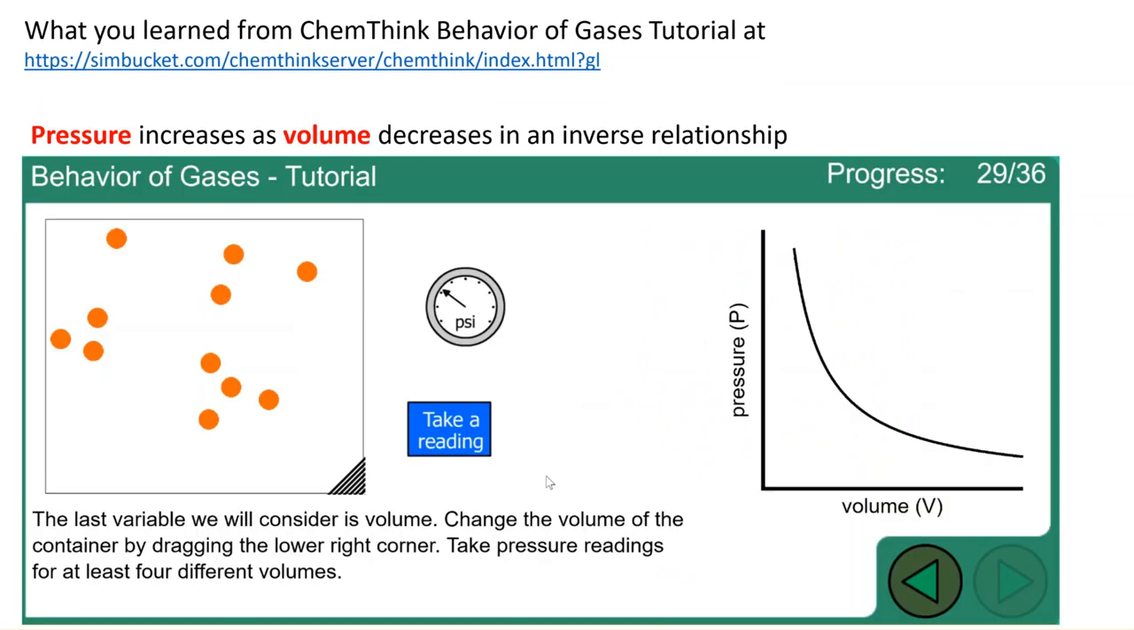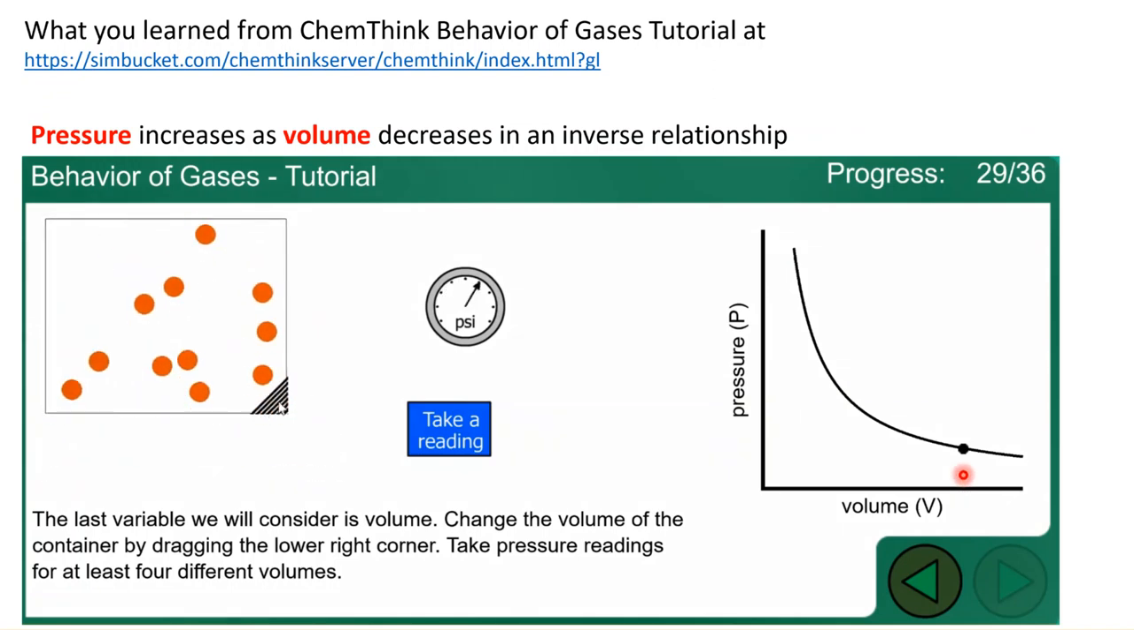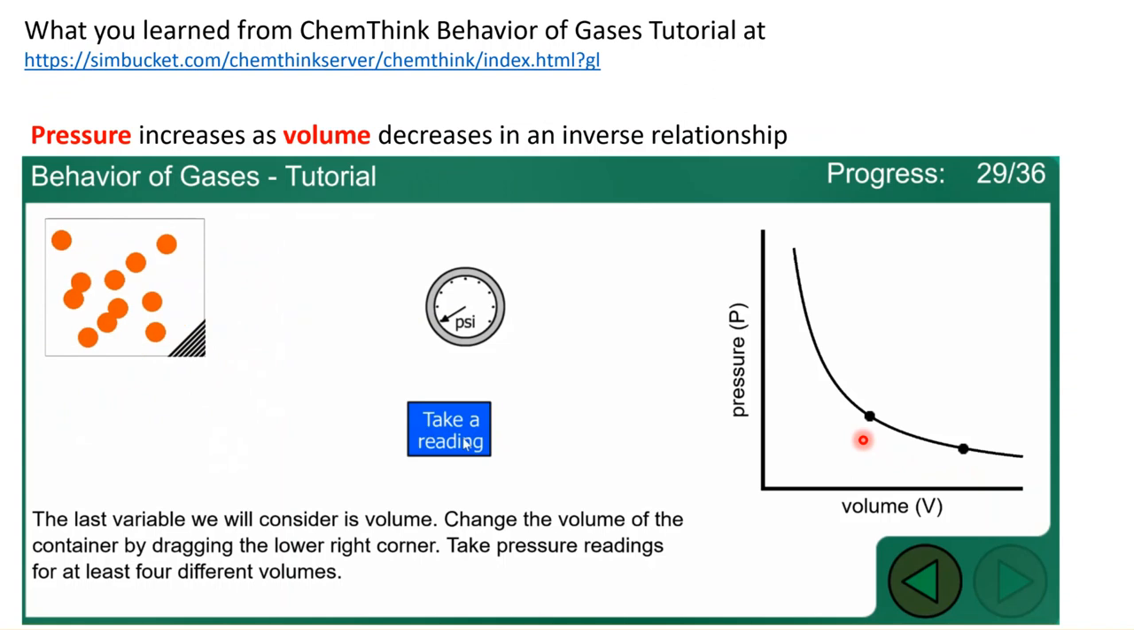All right, let's take a look at this tutorial, and we're going to look at the relationship between pressure and volume. So I am going to start this up and take a reading, and we can see that we have high volume, low pressure, and as we decrease the volume over here, we can see that the pressure increases. So we have an inverse relationship.